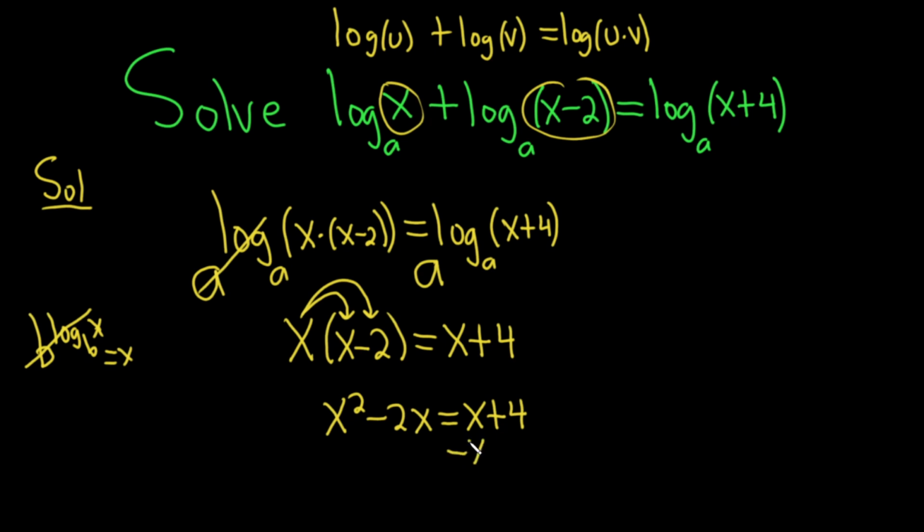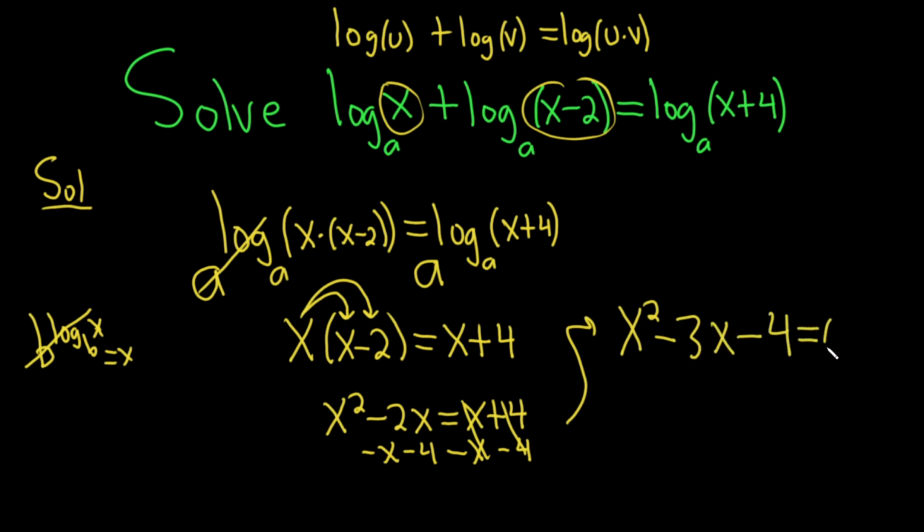So we'll subtract x and subtract 4 from both sides. So we end up with x squared, and let's see, minus 2x minus x is minus 3x, and then minus 4, and that's equal to 0. Let's attempt to factor this. I just know that usually when we have problems like this, they usually factor. It's very rare that you have a problem like this that doesn't factor. It happens, but it's rare.